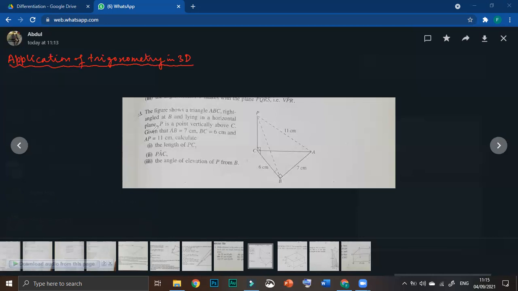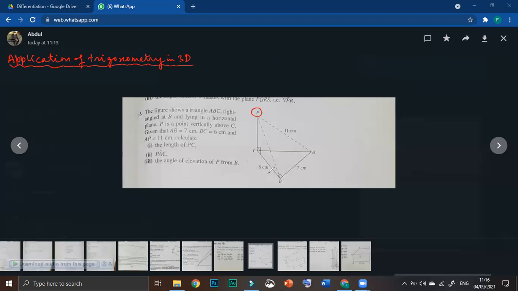Now look at question number 3. The figure shows a triangle ABC right angled at B and lying on the horizontal plane. P is the point vertically above C. This one is the point P, which is vertically above C.